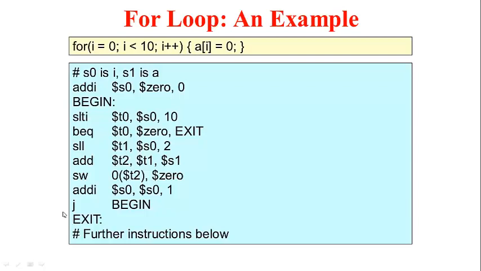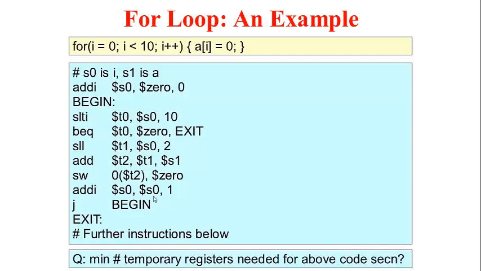I come over here, and these instructions correspond to the body of the for loop. Note that the body of the for loop ends with addition of 1 to I. A question for you to think about is, can you use lesser number of temporary registers than what I have used here in my solution?